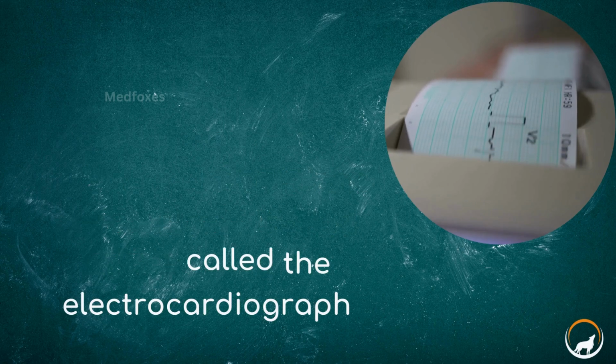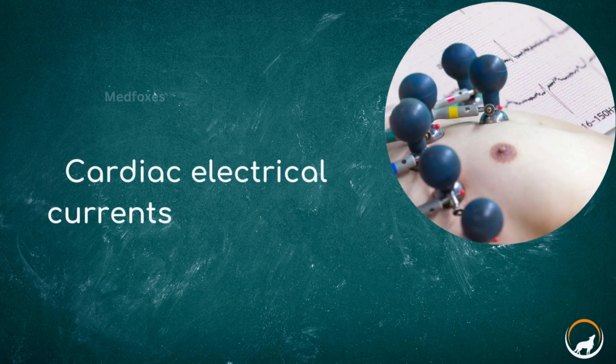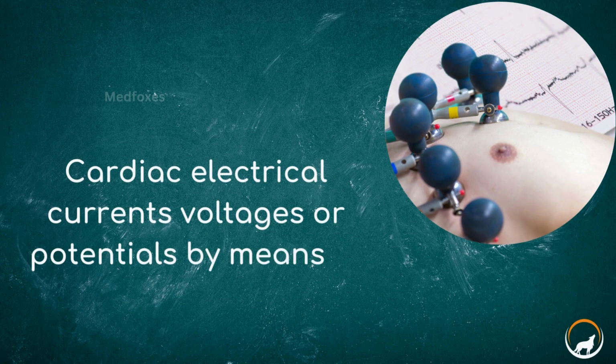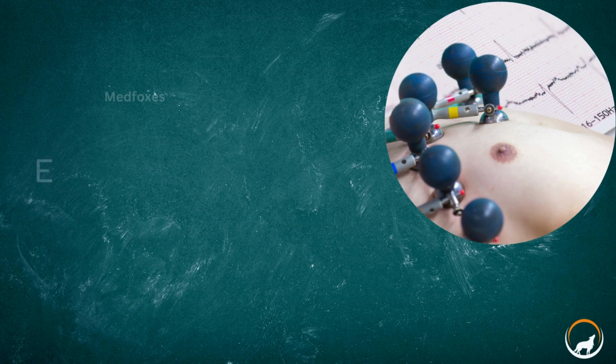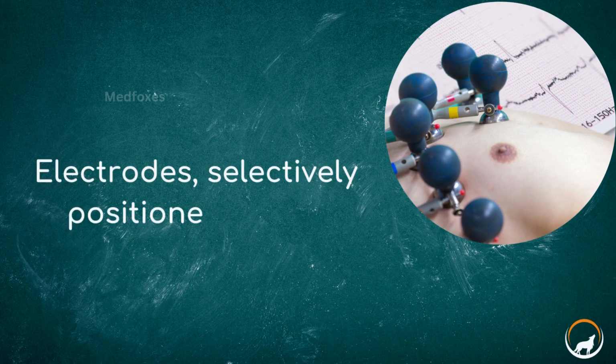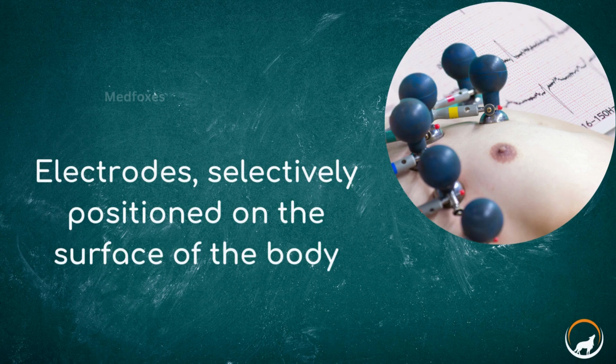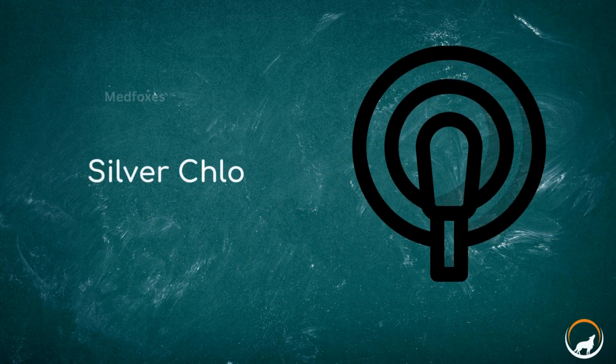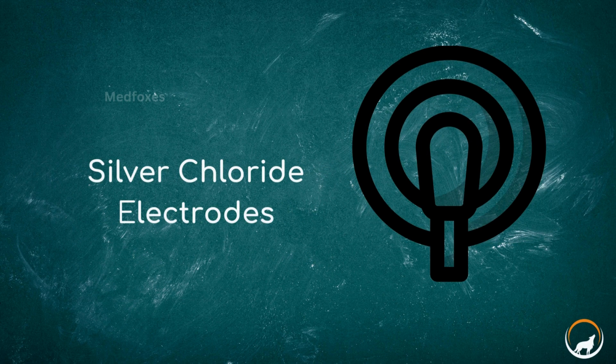The device used to obtain and display the conventional 12-lead ECG is called the electrocardiograph, or more informally the ECG machine. It records cardiac electrical currents, voltages, or potentials by means of sensors called electrodes, selectively positioned on the surface of the body. Contemporary ECGs are usually recorded with disposable, pre-pasted, adhesive silver chloride electrodes.